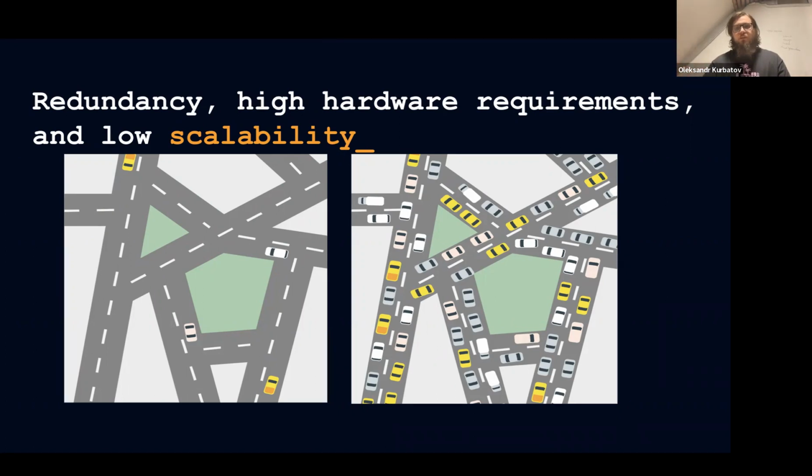And as you can see on the picture, there are some roads, and if you have only 4 cars on these roads, that's pretty good. But if you have hundreds or thousands of cars, there are obviously traffic jams, etc., and these problems can't be resolved easily. So you should rebuild the architecture of the system altogether.